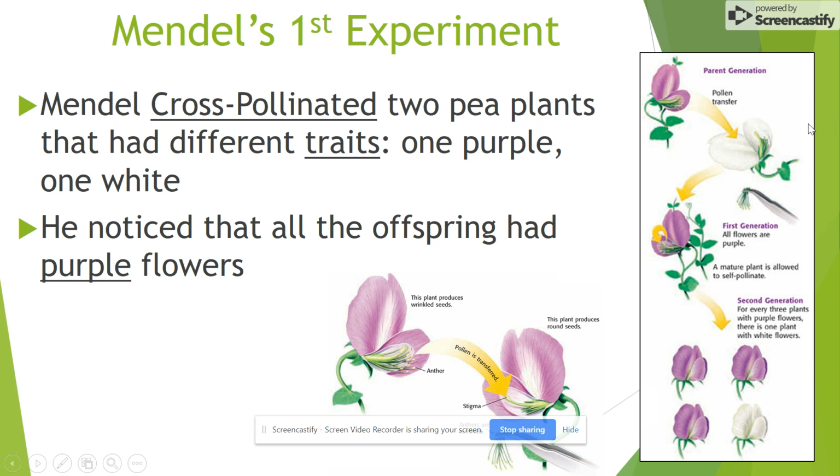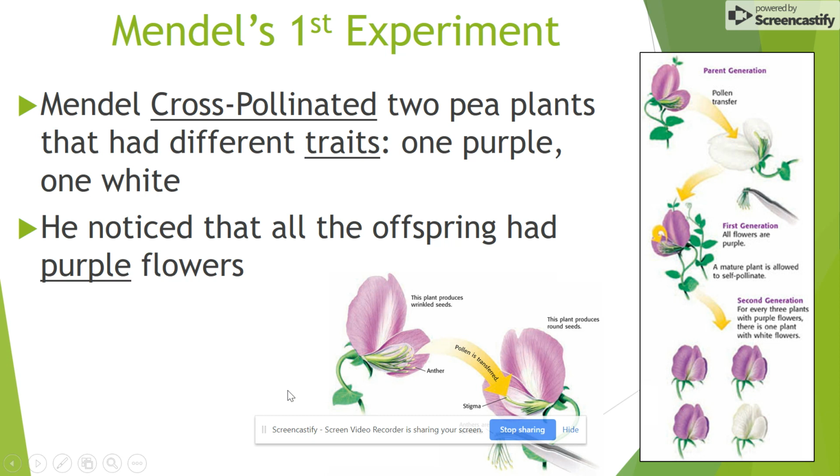So if you look here on the right hand side, you have a little diagram. He took the pollen from one flower, transferred it to this flower, and it connected with the ovule or the eggs, and then it produced some offspring. Okay, so he noticed that all of the offspring in this first experiment were all purple flowers.